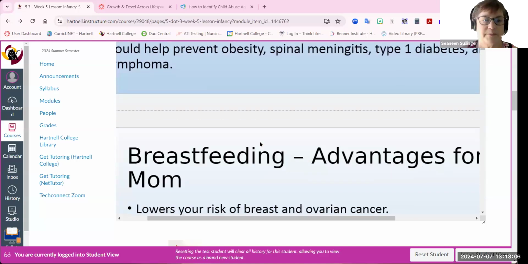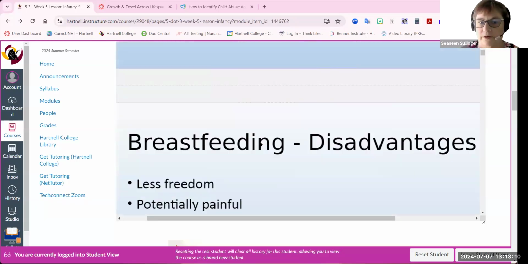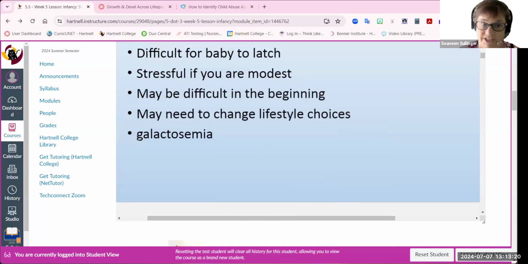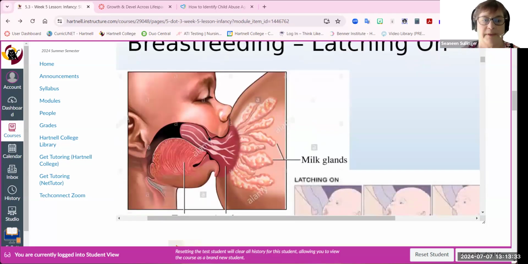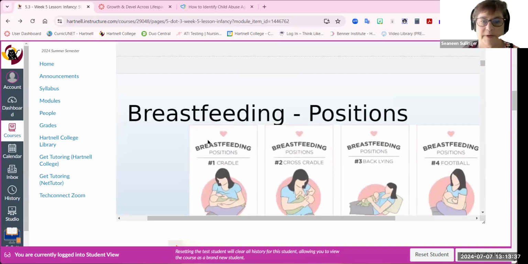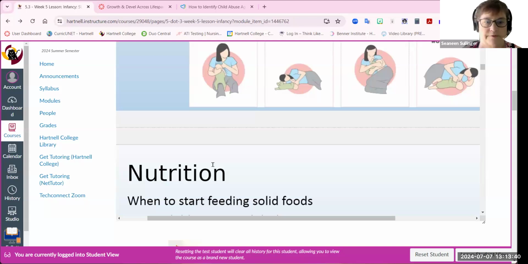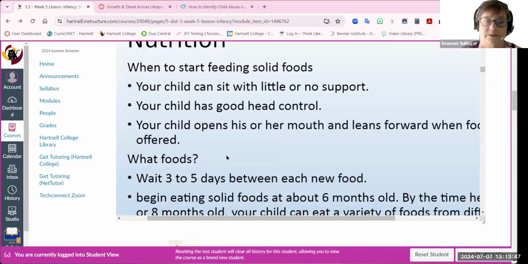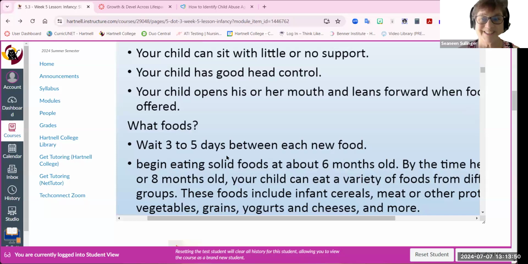And so there's advantages for baby, advantages for mom, which is one of your objectives, disadvantages. There can be disadvantages. So galactosemia, that is a genetic condition where the baby cannot even have breast milk because they can't break down the galactose. And so they have to be on a special formula for that. And then we actually go into some breastfeeding information, different positions, just for your edification, nutrition. There's an article that I posted on when to start solid foods. These are good indicators, which is why it's good to know their gross motor skills and their fine motor skills. Are they able to start solids?